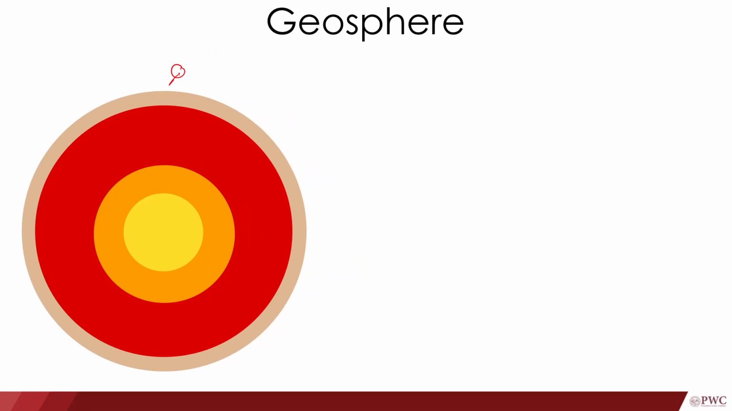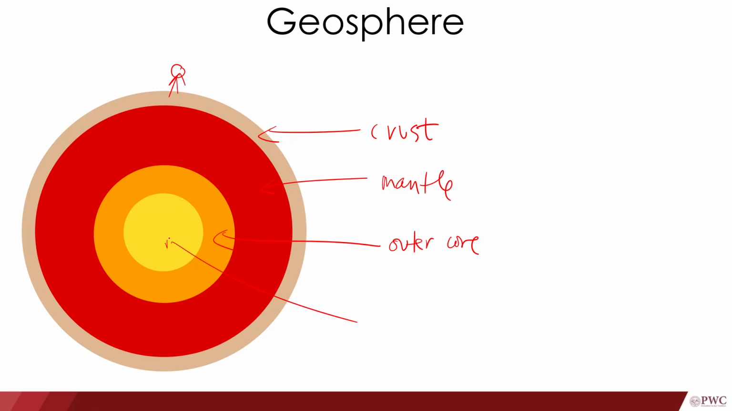So we are standing above the outermost layer, which is the crust. Under the crust, we have the mantle. Under the mantle, we have the outer core, and then the deepest layer is the inner core. Now let's compare the different layers. Obviously, the crust is the outermost layer, while the inner core is the innermost layer.